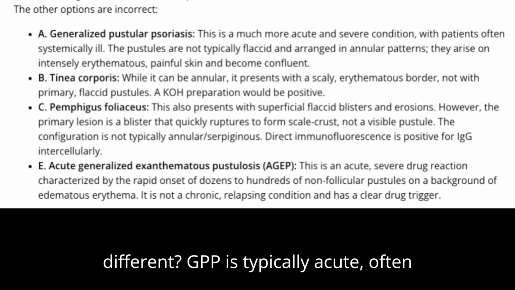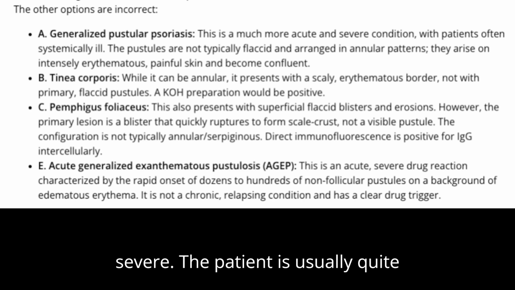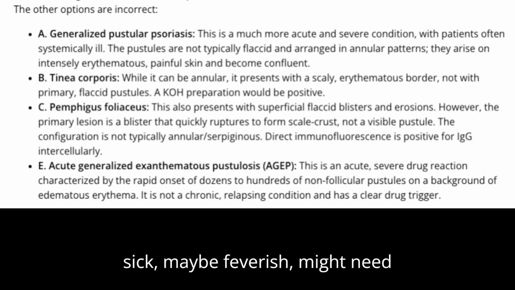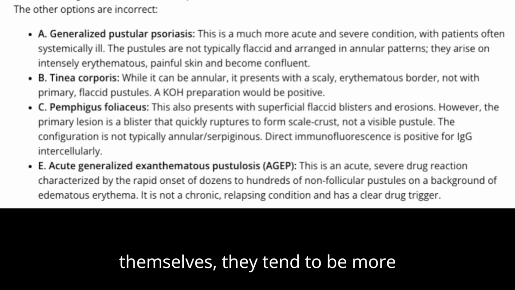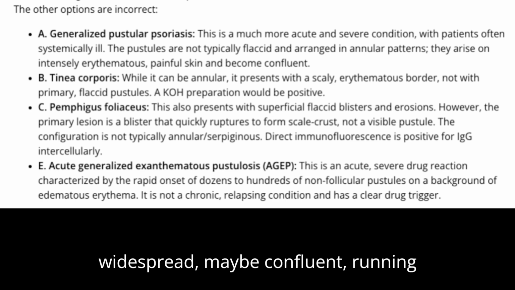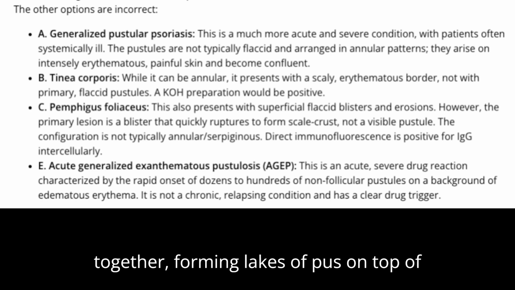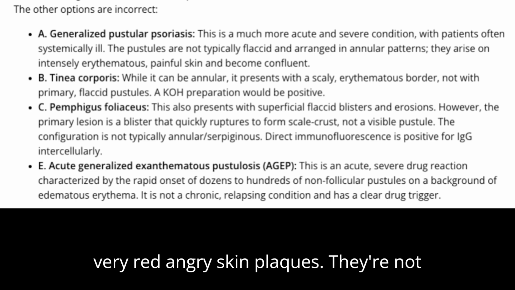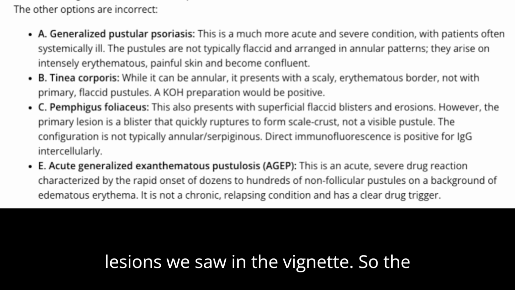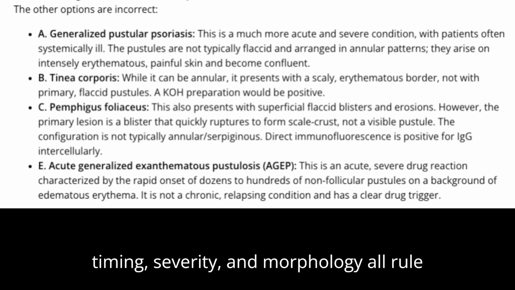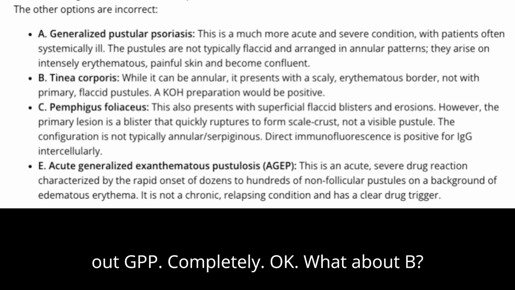Totally different. GPP is typically acute, often severe. The patient is usually quite sick, maybe feverish, might need hospitalization. And the pustules themselves tend to be more widespread, maybe confluent, running together, forming lakes of pus on top of very red, angry skin plaques. They're not typically these discrete, flaccid, annular lesions we saw in the vignette. So the timing, severity, and morphology all rule out GPP.